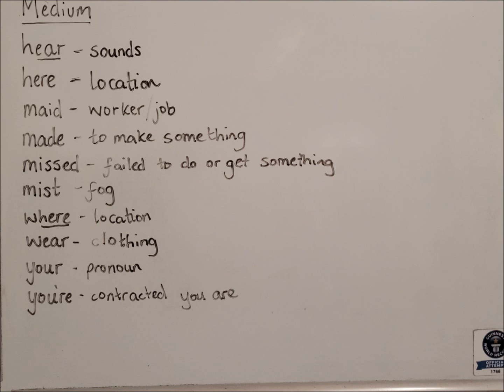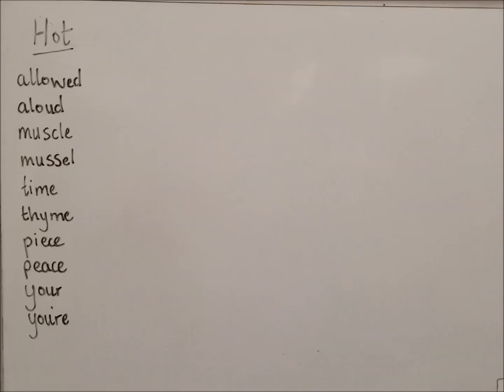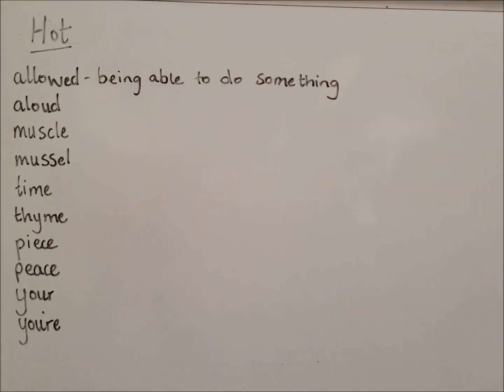So the first homophones we have are allowed and aloud. This one is a very common spelling mistake that I see in writing. So the first allowed there means if we are being able to do something. I am allowed to go to the shops, I am allowed to do my work today. So that would be how we spell that one.